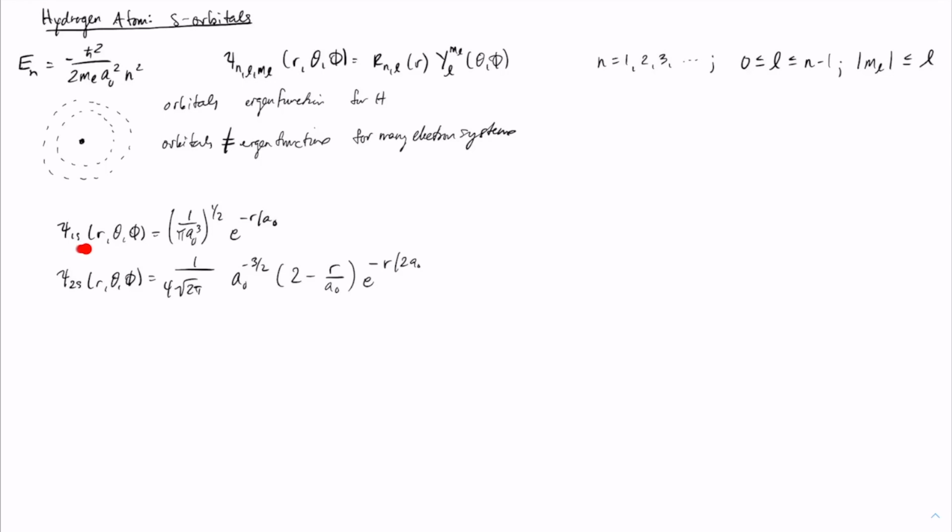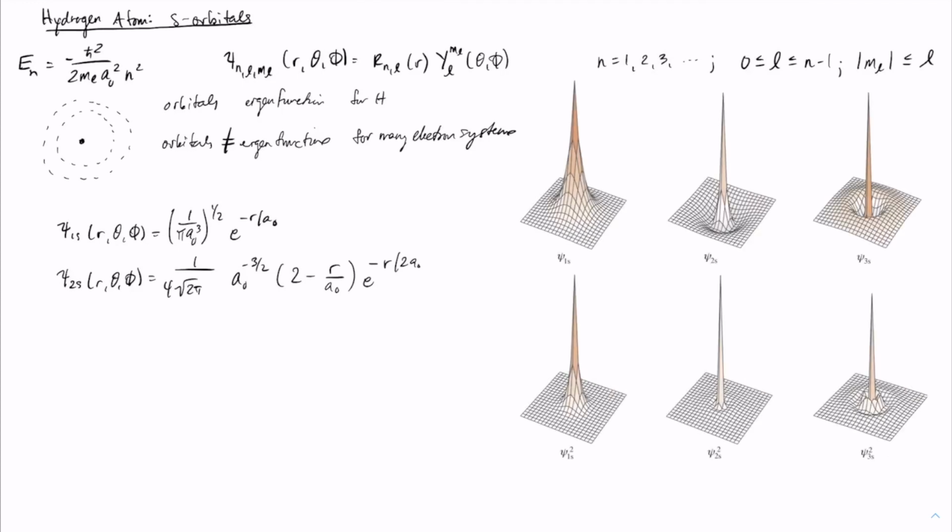So what I have here are the 1s and the 2s orbitals of the hydrogen atom. These are the complete eigenfunctions, and you notice there is no theta or phi dependence. So basically we can pick any method we want to draw this, and we will get the same thing in any direction because, again, there is no angular dependence. One simple way to look at this is to just plot the value of the orbitals in the xy plane.